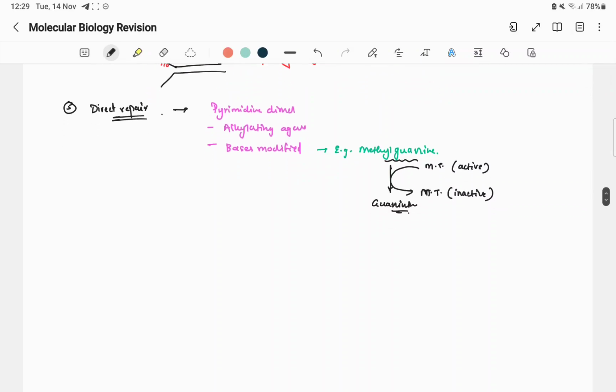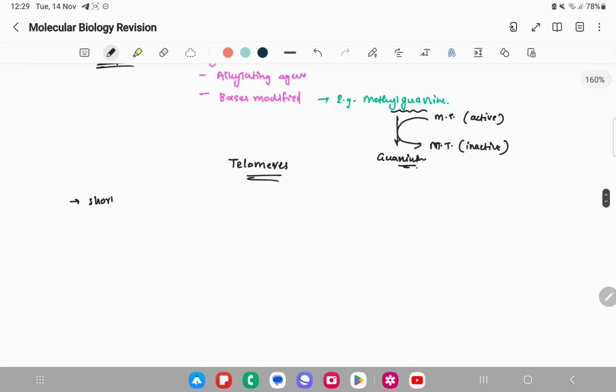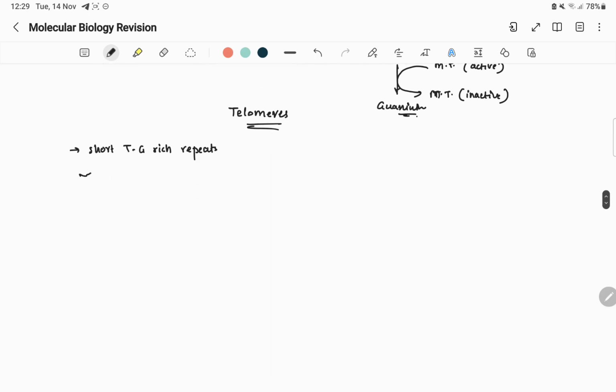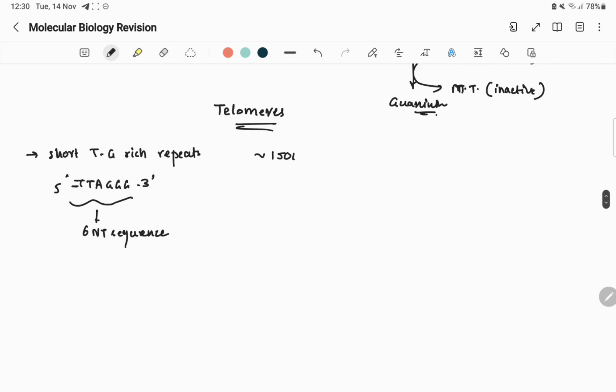Okay, talking about another small concept, which is called telomeres. Telomeres are short TG-rich repeats present at the end of the chromosome. It has a sequence TTAGGG, a 6 nucleotide sequence. Connect 5' and 3' end here. Okay, this is the telomere, and it has around 1500 base pairs and is maintained by the enzyme telomerase.